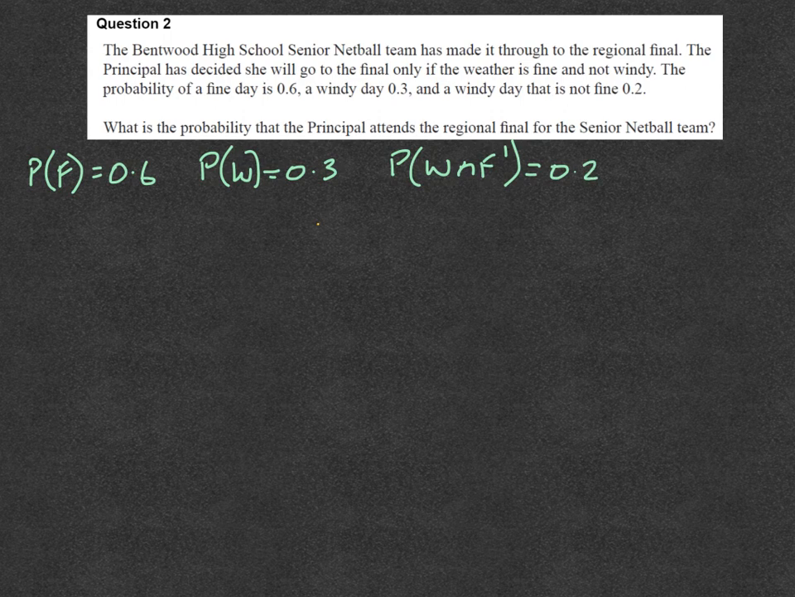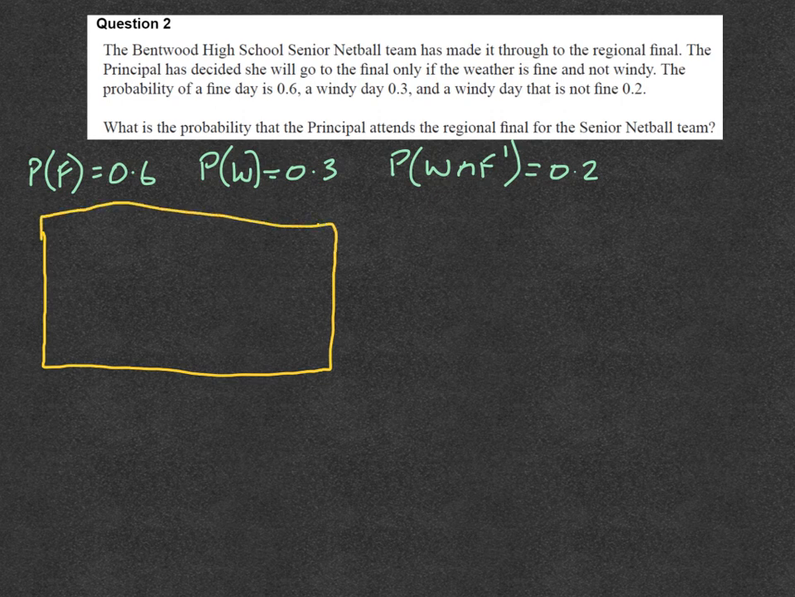So what I'm going to do is draw a Venn diagram because I think it's a really good way of showing it. Some people could draw a table if you wanted to, but that's fine. I'm just going to do a Venn diagram. So the blue circle is where it's fine, so that's 0.6. And the red circle is where it's windy, which is 0.3.